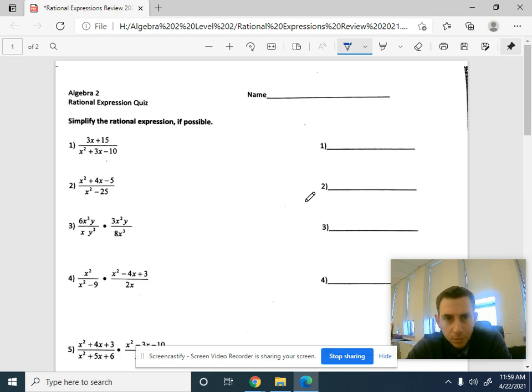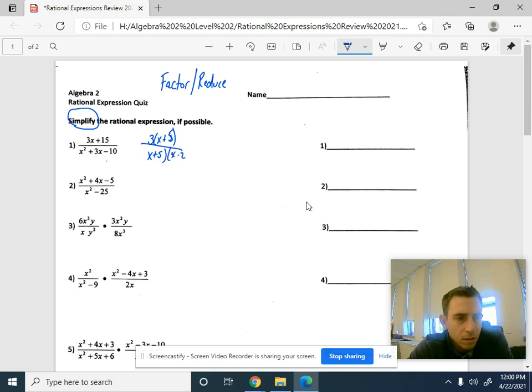So the front page is all about simplifying. So we're going to simplify rational expressions. And pretty much, other than number 3, all of these other questions in numbers 1 through 7 are just about factoring and reducing. All right. So in something like number 1, you're going to factor the numerator. You're going to factor the denominator. And then once everything's factored, you're going to look to reduce by crossing out. And whatever's left will be your answer.